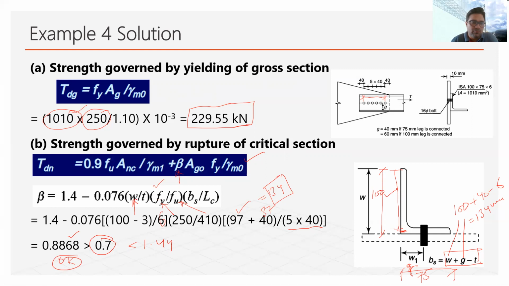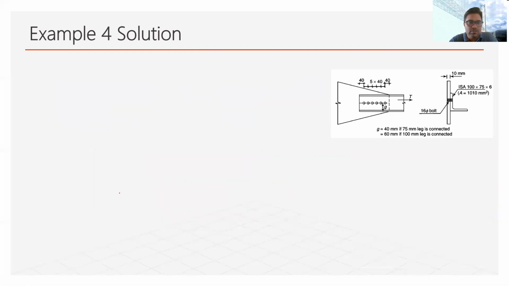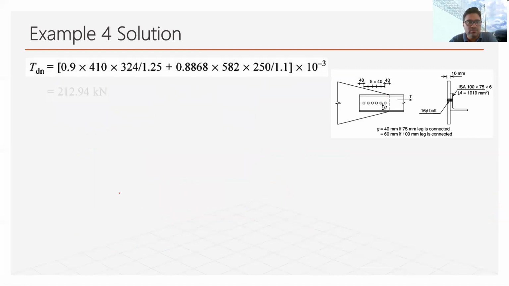So now we got the value of beta. Now we will put this beta value in this formula. Putting all the values, we get the value of TDN as 212 in this case.